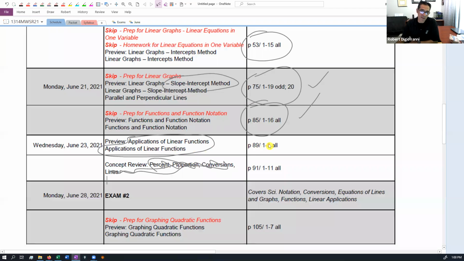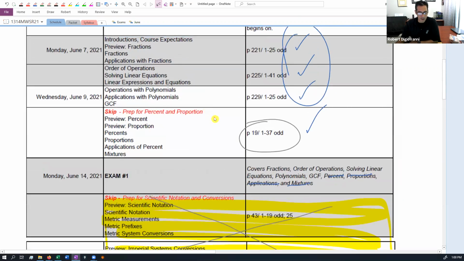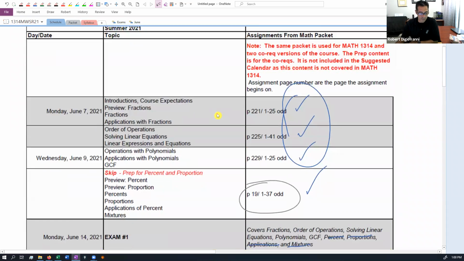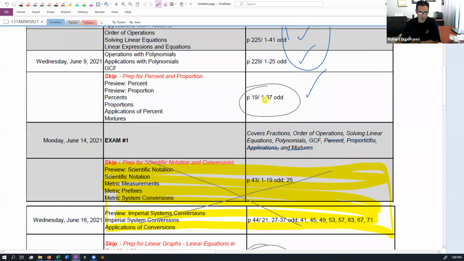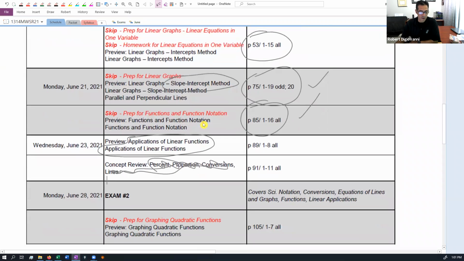We do one more concept next class, okay? And then we have a test on Monday over basically everything that wasn't on the first exam. So that'll be percents, and then it'll be lines, functions, parallel perpendicular functions, and then applications. So make sure you're keeping up with your homework because, you know, in a week we're going to have a test over this.